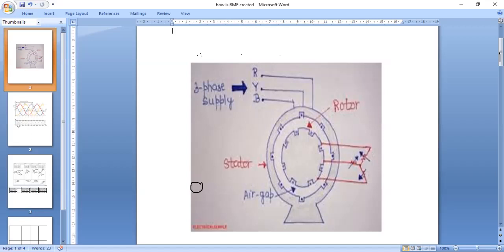You can see RYB phases. We can also name it as ABC. In the corresponding diagram, you will find that the phases have been represented by ABC, so no need to get confused. Other than that, this is the rotor of the induction motor, and this is the air gap. In this air gap is the revolving magnetic field which is going to get created.